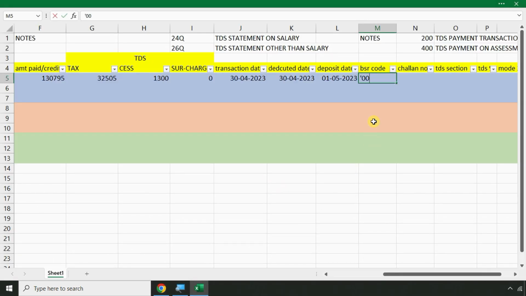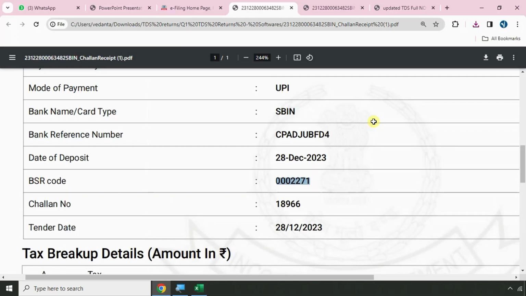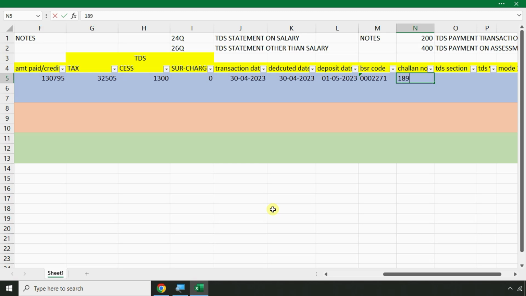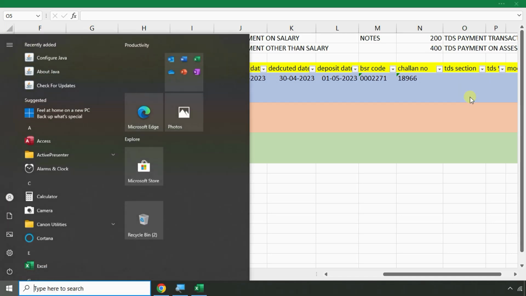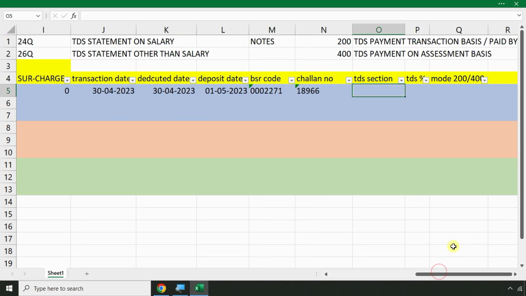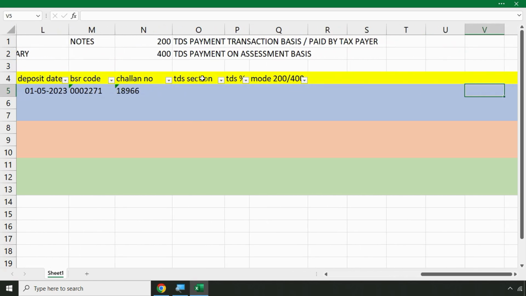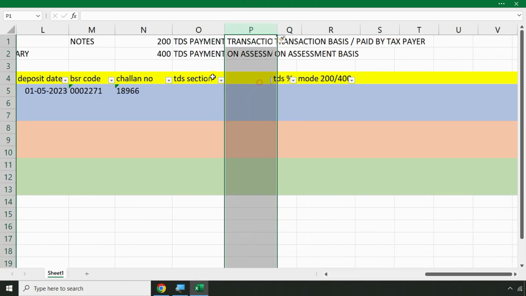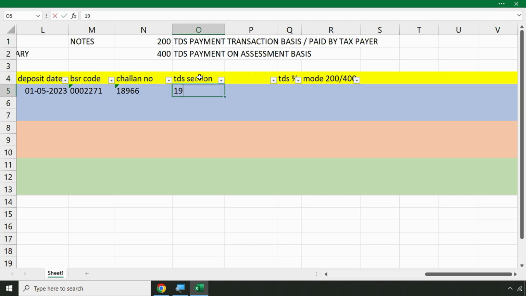0002271, challan number 18966. TDS section 192. Add one more section here. This is TDS section 192B. Add one more short section. You remember? Just the last 3 digits, 92B.